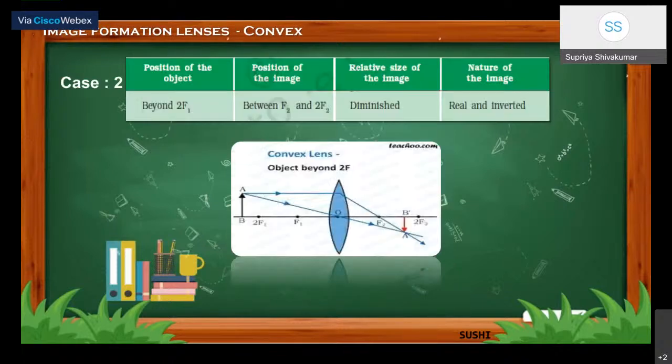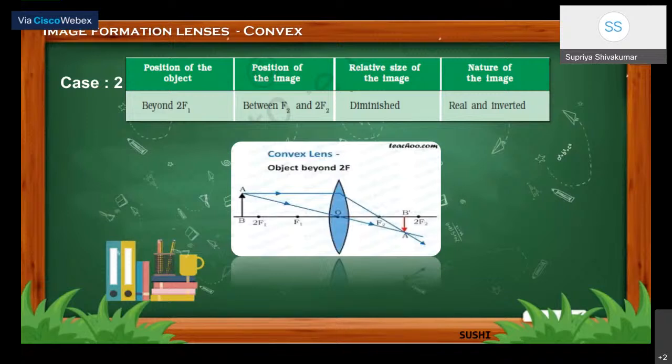Next, moving on, we'll go for case two, where they are placing the object beyond 2F1. You can go through the diagram which I have put down. If you place an object beyond 2F1, the position of the image will be between F2 and 2F2. The size of the image will be diminished and the nature will be real and inverted.